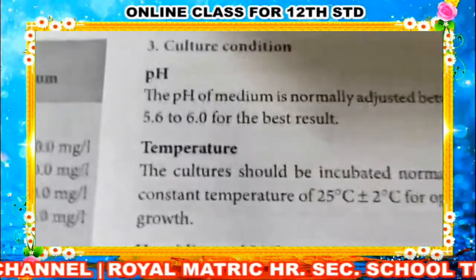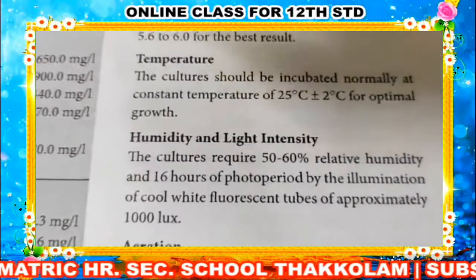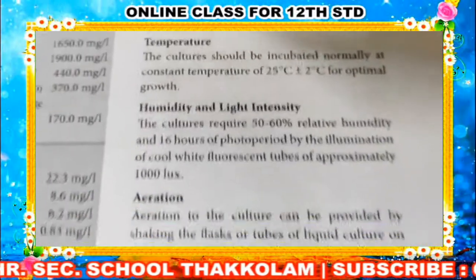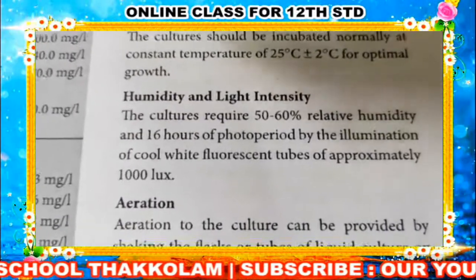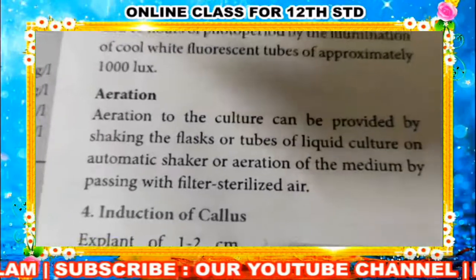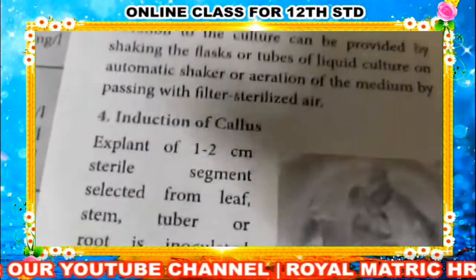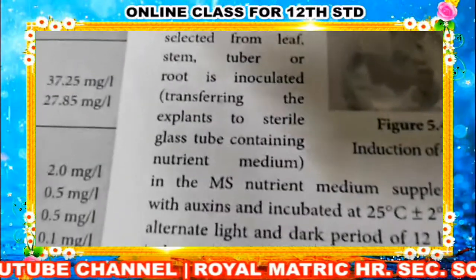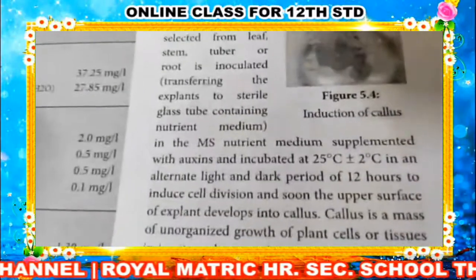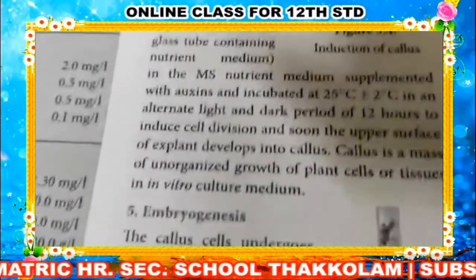So first we have to see about the pH, that is maintained at 5 to 6, and then the temperature 25 degrees C plus or minus 2, and the humidity is 50 to 60% with a 16-hour photoperiod. Then the aeration is done by shaking in an automatic shaker or by passing sterilized air through a filter. Then the callus is kept in the medium. It is alternately kept in light and dark periods for 12 hours, and then there appears a callus.